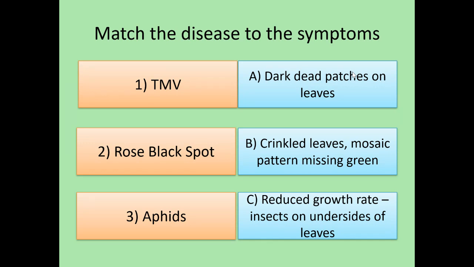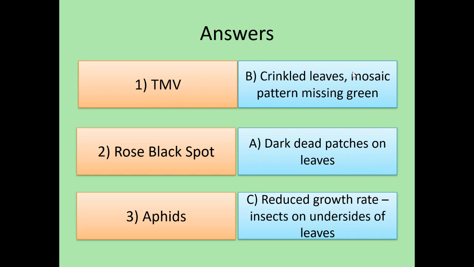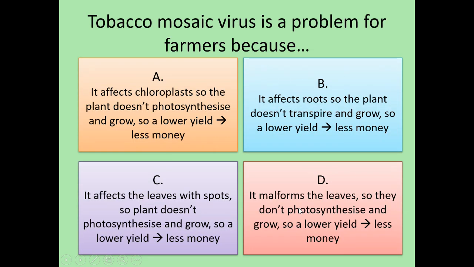Okay, welcome back, year 10. Let's have a look. So the answers are: tobacco mosaic causes crinkled leaves, a mosaic pattern, and missing green parts of the leaves. Rose black spot causes dark, dead patches on the leaves, and aphids reduce the growth rate. And it's very obvious because you can literally see insects on the undersides of the leaves.